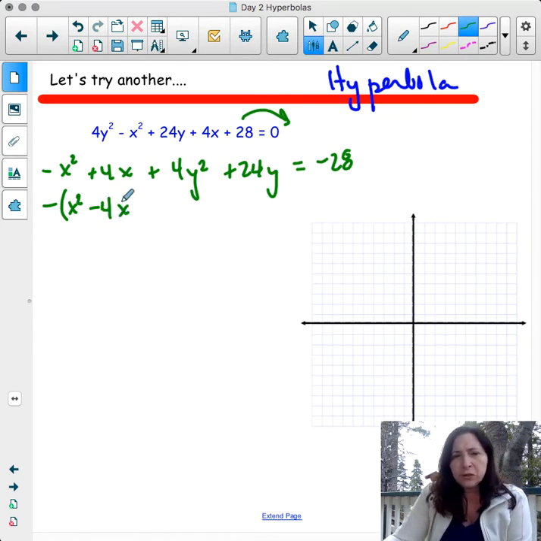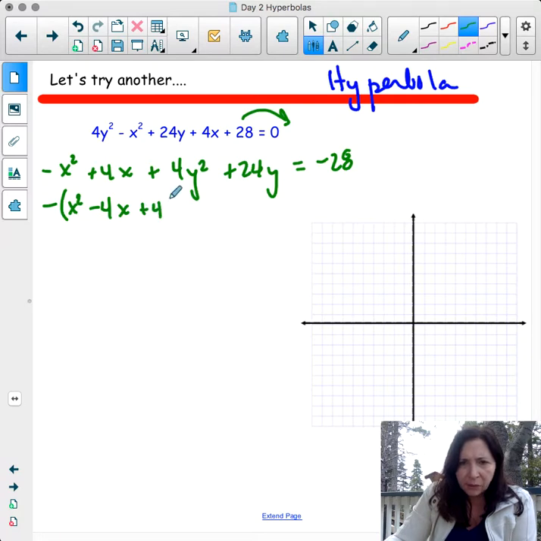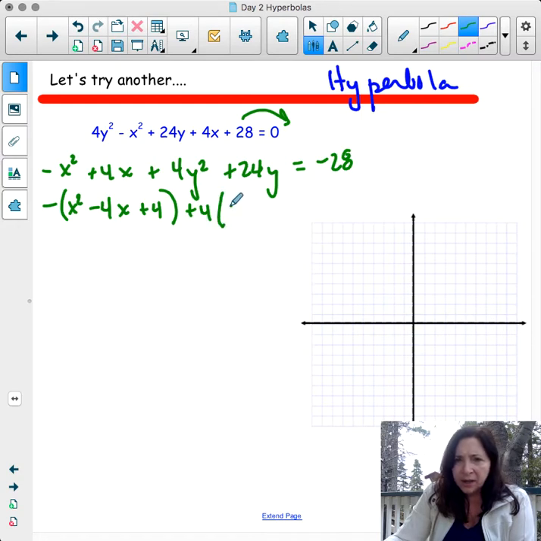Half of 4 is 2. 2 squared is 4. So I'm going to add 4 to this side. Completing the square on this side, I'm going to get a positive 4 times the quantity, factor out that 4, y squared plus, factoring out 4 from 24, is 6y. Now complete the square. Half of 6 is 3, 3 squared is 9.